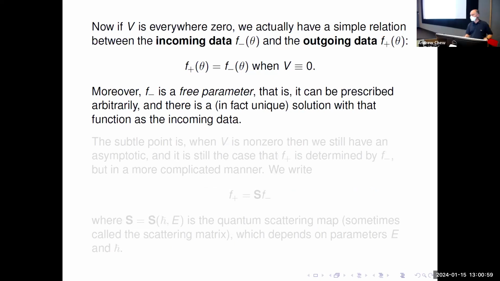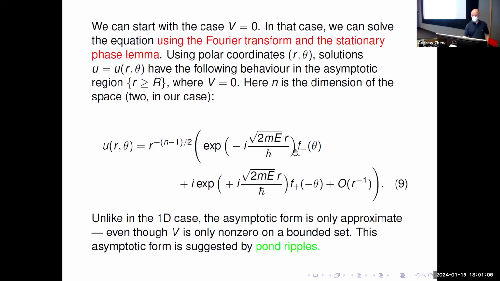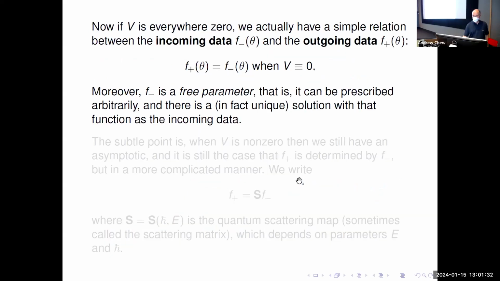So, okay, that discussion was really about v equals 0, but even when v is non-zero, we still have this form of asymptotic. And when v is 0, actually F minus is equal to F plus. So this looks like an unnecessarily complicated way to write this. But when v is non-zero, that's no longer true. So when we have a non-trivial potential, then the relation between F minus and F plus is not so simple.